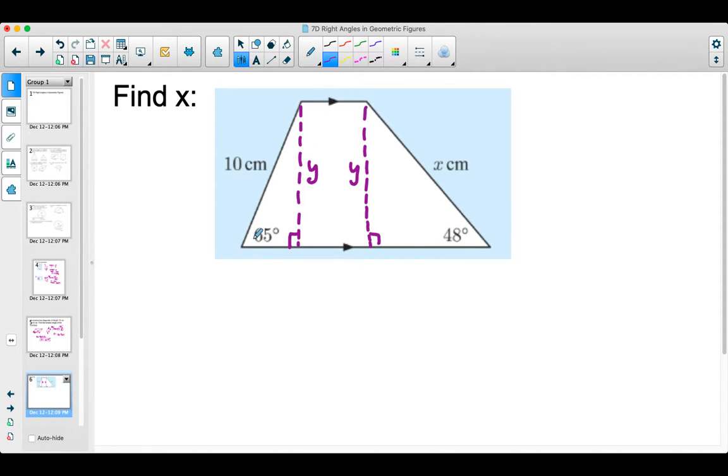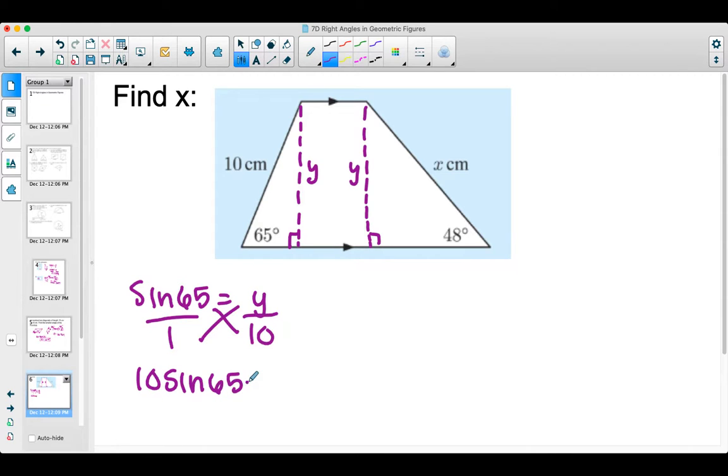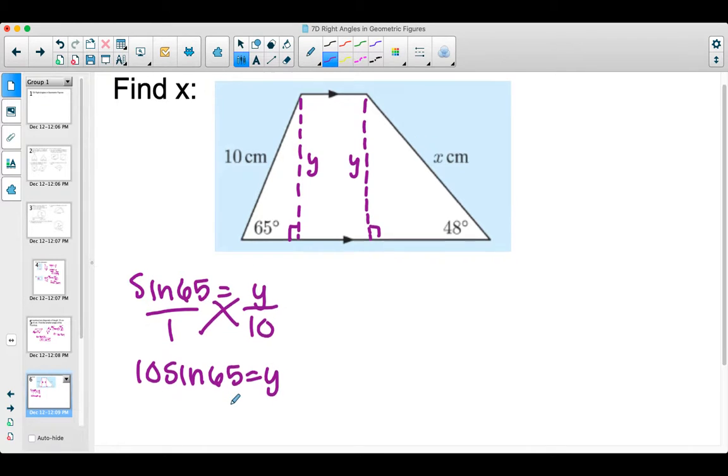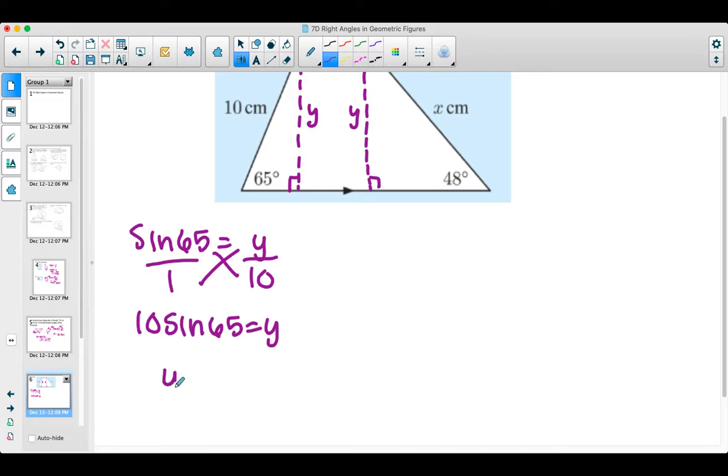So if we use our angle 65, this is my opposite and that's my hypotenuse, so that's sine. So I'm going to say sine of 65 is equal to y over 10. And then when I cross multiply, I have 10 sine of 65 is equal to y. And then when we plug that into our calculator, we end up with y is equal to 9.06.